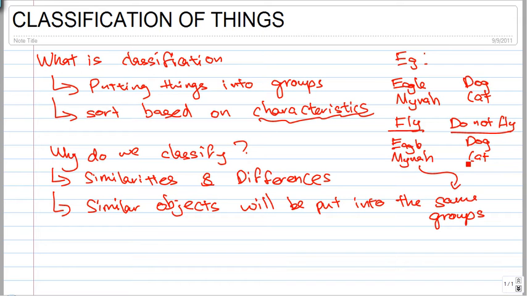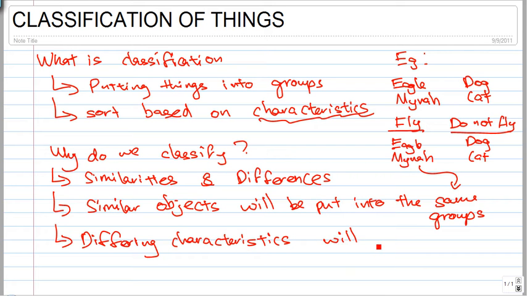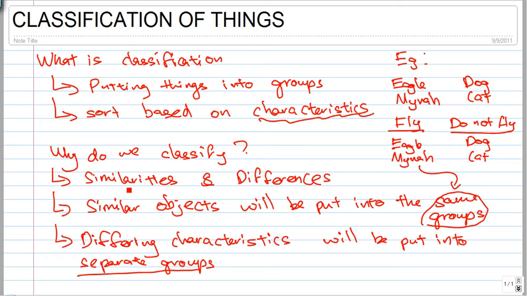Now those with differing characteristics will be put into separate groups. So I will underline keywords here: separate groups or same groups. Why do we classify? To show similarities and differences.